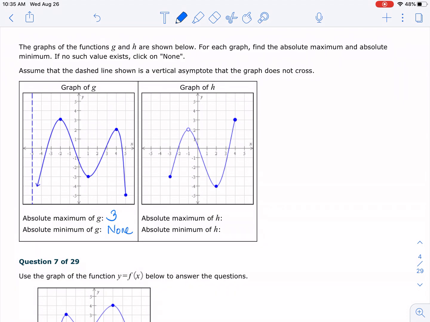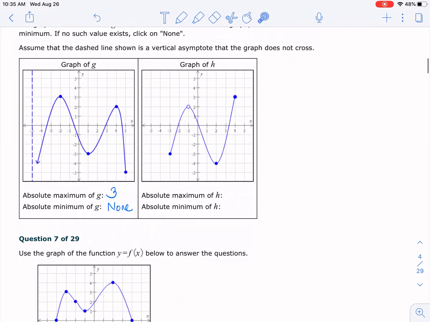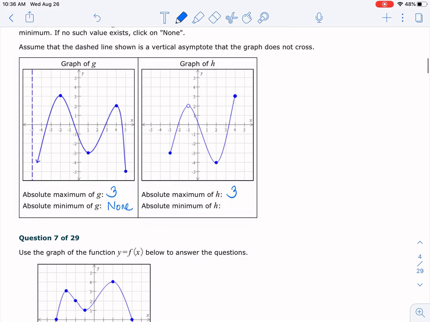None. For the graph of H, the absolute max would be this point. And you see there's nothing else higher. So the absolute max, once again, is going to be the y value, so it's 3. The absolute min, in this case, we do have it. It's right here, because you see this point right here is closed. So this point is the lowest point. So the absolute min is going to be negative 4.